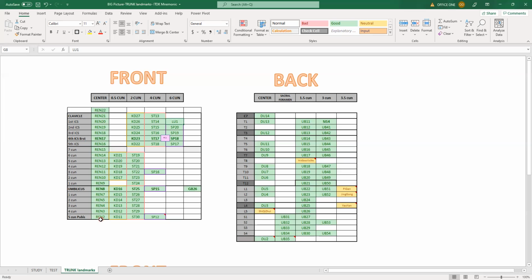So REN 2, and then memorize REN 22. Okay. The kidney channel starts at kidney 11 and ends on kidney 27. The stomach channel starts on stomach 30 and ends on stomach 13. I'm sorry, it starts on stomach 13 and ends on stomach 30.